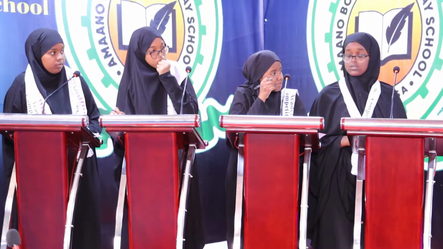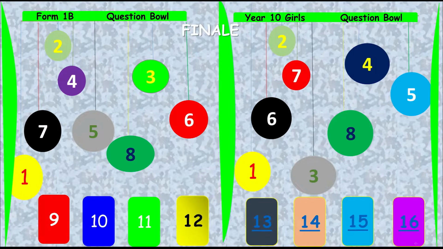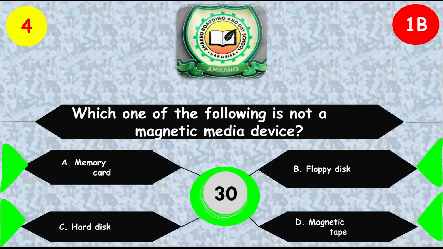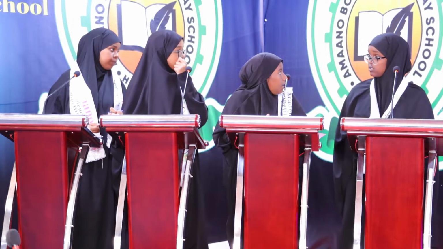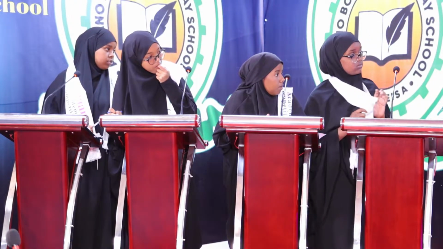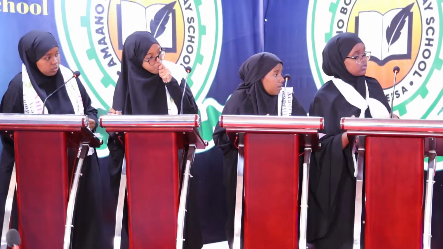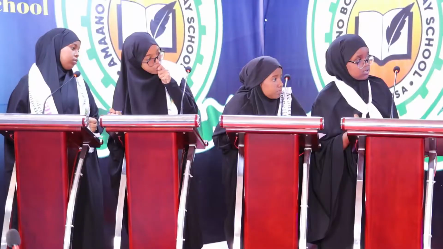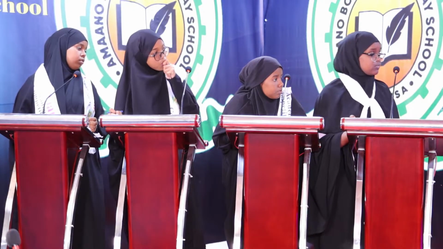Number 4, 1B. Which of the following is not a magnetic media device? A. Memory card. B. Floppy disk. C. Hard disk. D. Magnetic tape. An ICT question. Yes? A. Memory card. That's right.